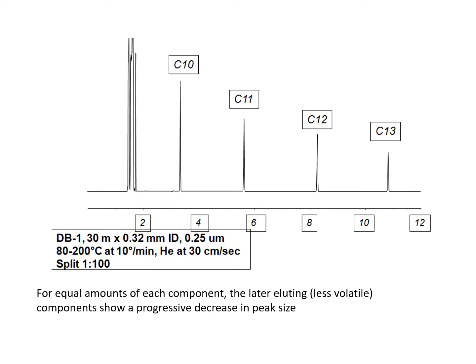Example of the discrimination effects: for an equal amount of each component, the later eluting, less volatile components show a progressive decrease in peak size, as shown in this figure.